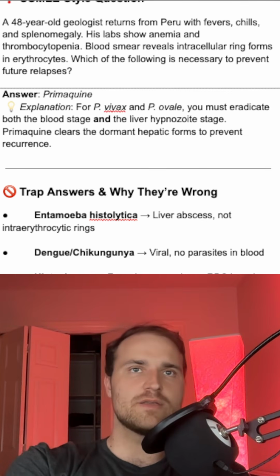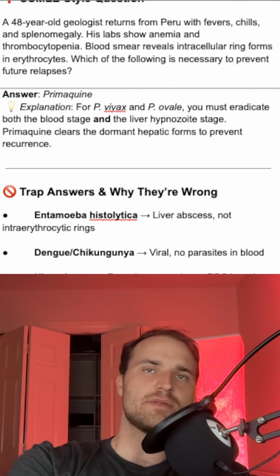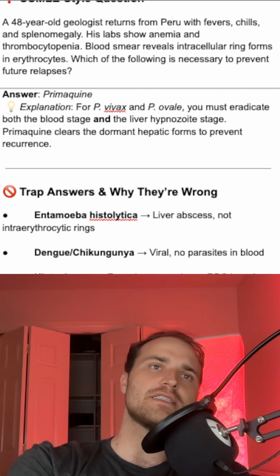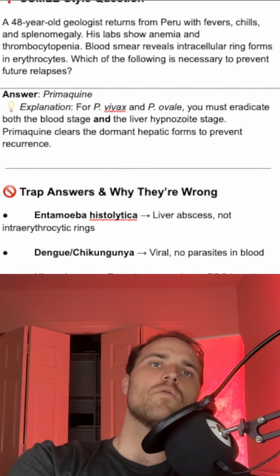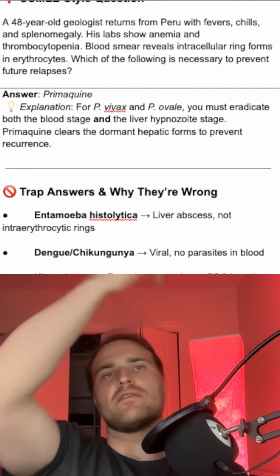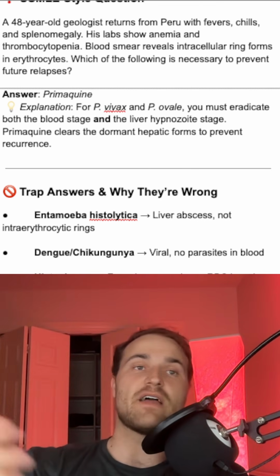So yeah, hopefully this was helpful. There are four major Plasmodium species that cause malaria. There's falciparum, vivax, ovale, and malariae. The most cases worldwide are due to falciparum and vivax. And in Brazil, the dominant one is vivax, 90% of them.